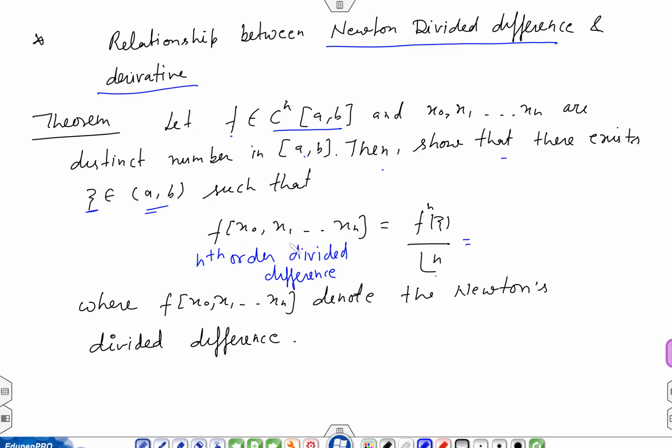Is it clear what it means? So there is a relationship between Newton divided difference and the derivative. Newton divided difference of order n is equivalent to the nth derivative of the function upon factorial n, and that nth derivative is defined at some point inside the interval [a,b], different from x0 to xn. Okay, let's prove it.